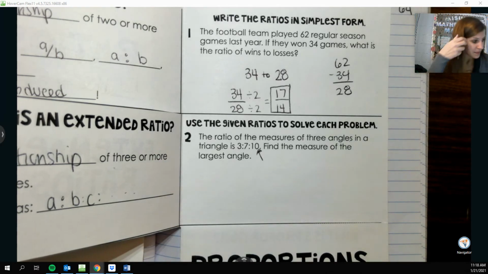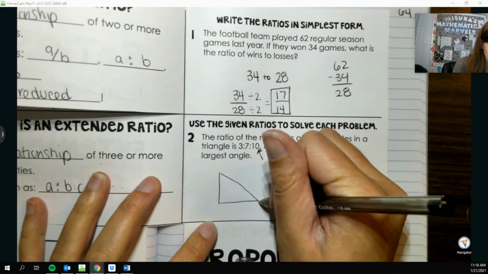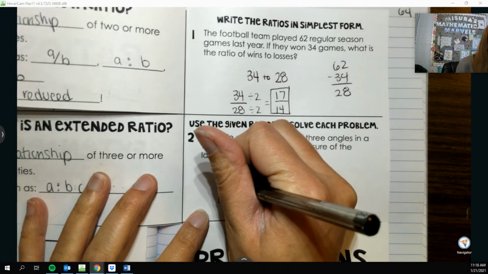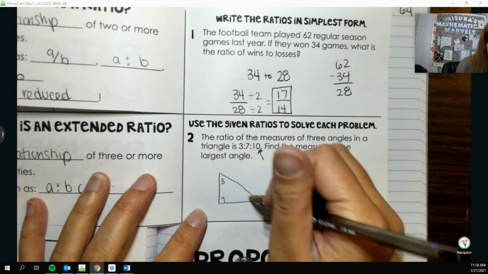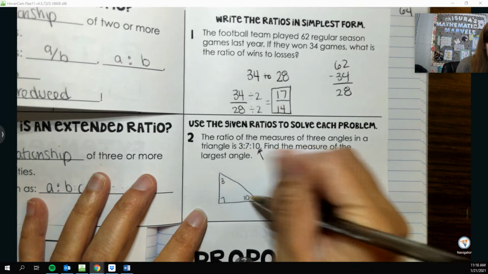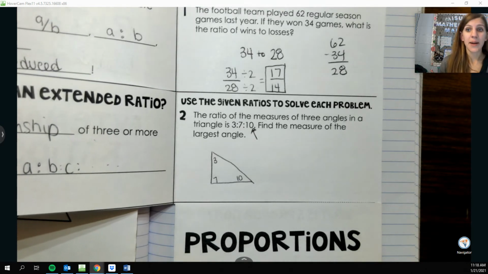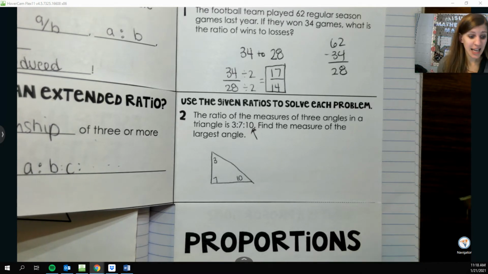The sneaky thing is, if we think about this as a triangle, if I kind of draw one out, it could be that one angle measures 3 degrees and another angle measures 7 degrees and the last angle measures 10 degrees. And my picture is really bad, so stop judging me. But that's probably not accurate, because one thing I know for sure about the angles in a triangle is that they all need to add up to equal 180, and these sure don't.